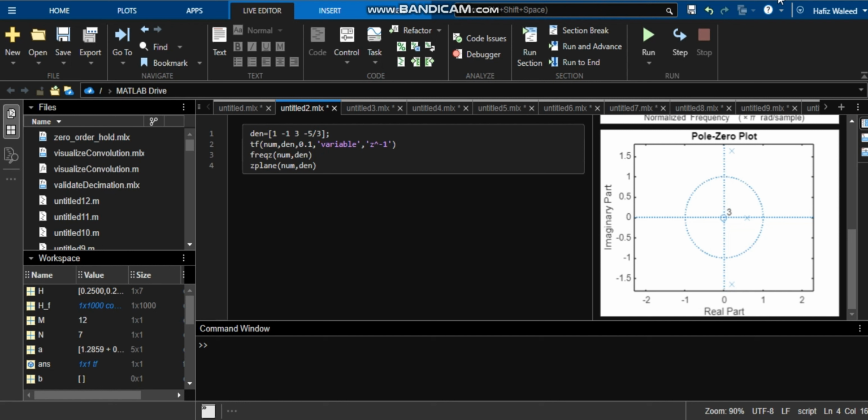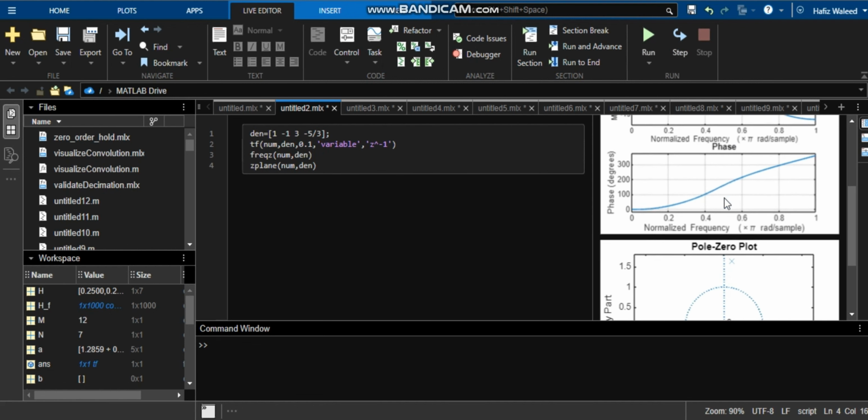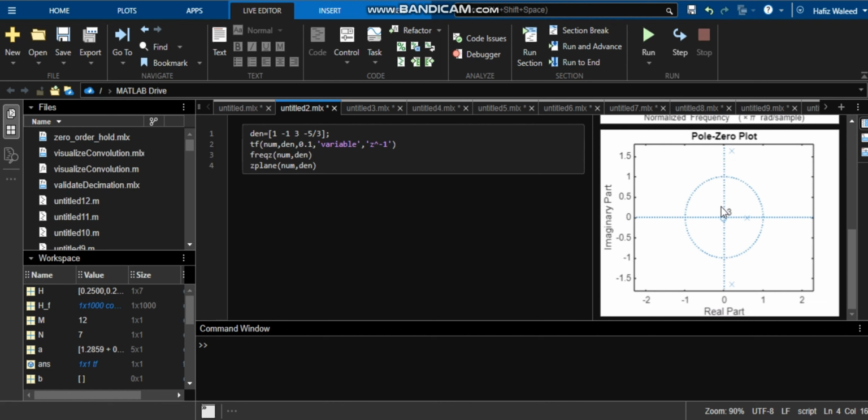The Z-plane function generates a pole zero plot for this transfer function, visually depicting the poles and zeros in the complex plane. This plot helps in assessing the system stability and its frequency response characteristics, as the location of poles and zeros critically influences these properties. This is the output of this code. This is the magnitude graph, this is the phase graph, and this is the pole zero plot.